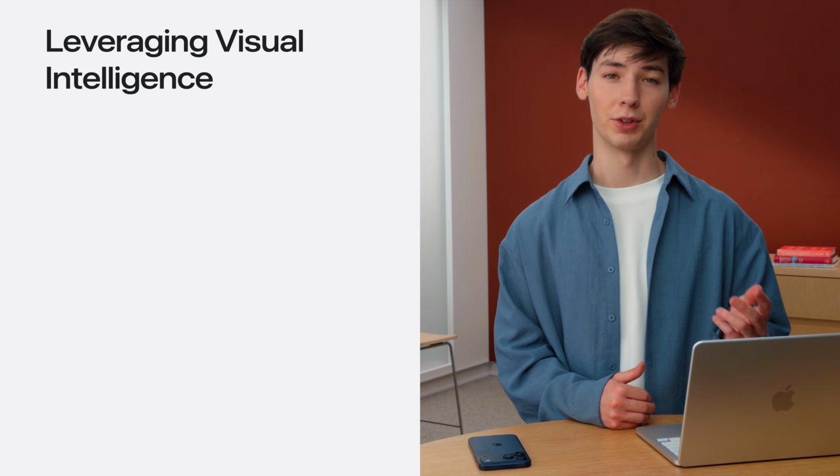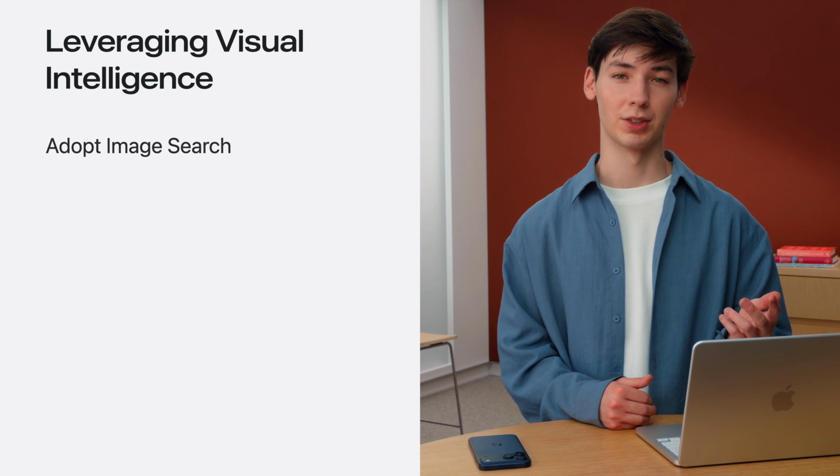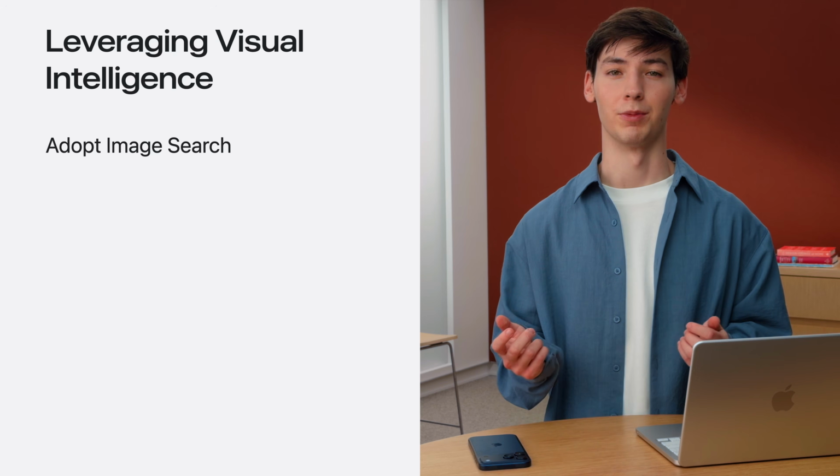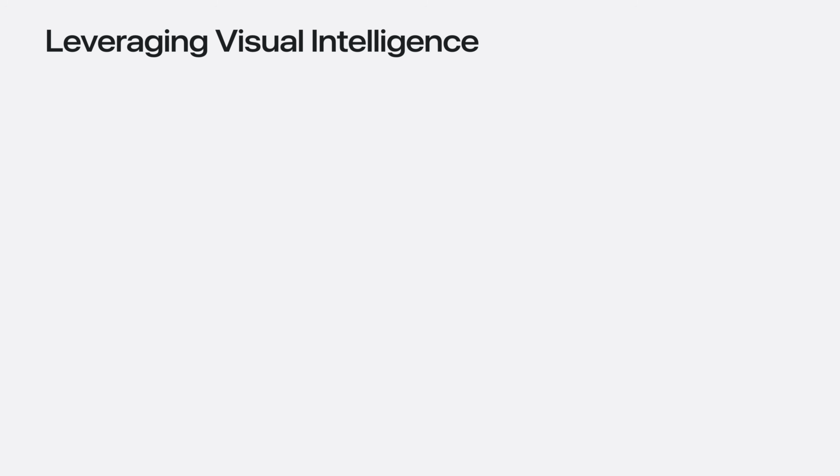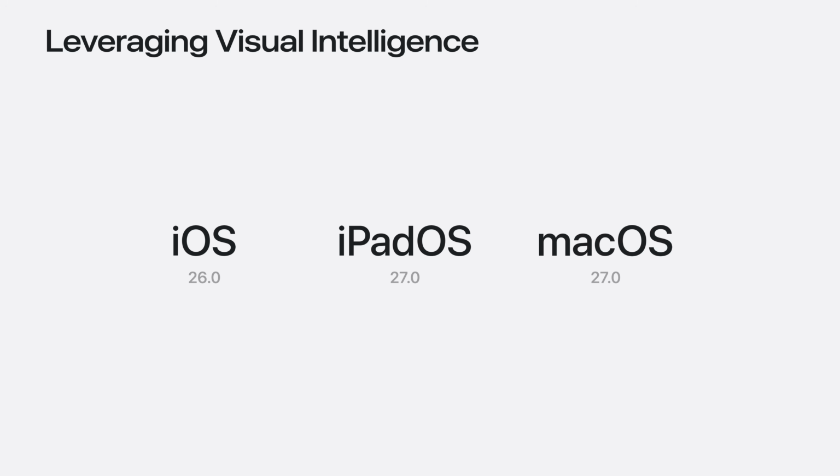To recap, visual intelligence offers two powerful integration points for your app. You can provide results to visual intelligence through image search, and you can receive data from visual intelligence through system store integrations. With visual intelligence now available on iOS, iPadOS, and macOS, your integration can reach people across their devices.